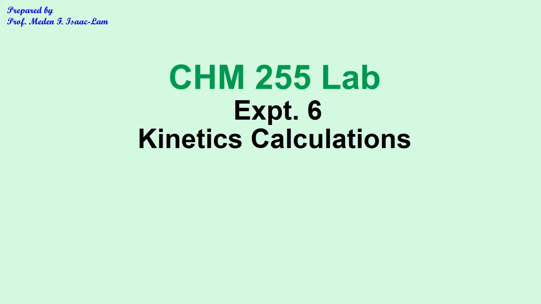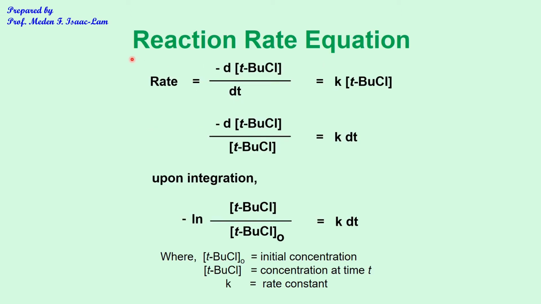The following slides will show the calculations for the experiment. Reaction rate equation. The rate is equal to the disappearance of tert-butyl chloride over time, or the change in tert-butyl chloride concentration at time t over the change in time, is equal to the rate constant k times the concentration of tert-butyl chloride at time t.